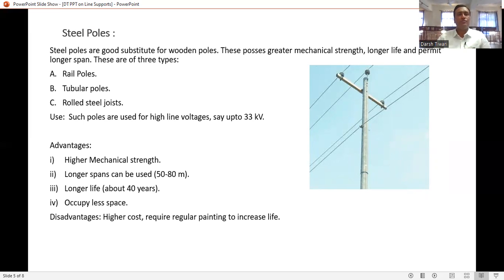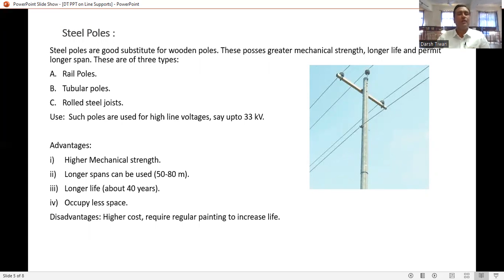Advantages of steel poles: they possess higher mechanical strength. Now span is increased here. Previously it was 50 meters in wooden poles. Now longer spans can be used. That means we can now go from 50 to 80 meters with the help of steel poles. Longer life, about 40 years, whereas wooden poles have a lesser life, maybe about 20 years. And steel poles occupy less space.